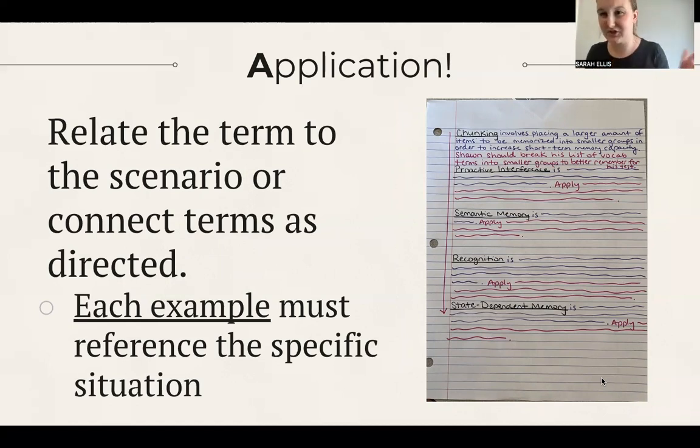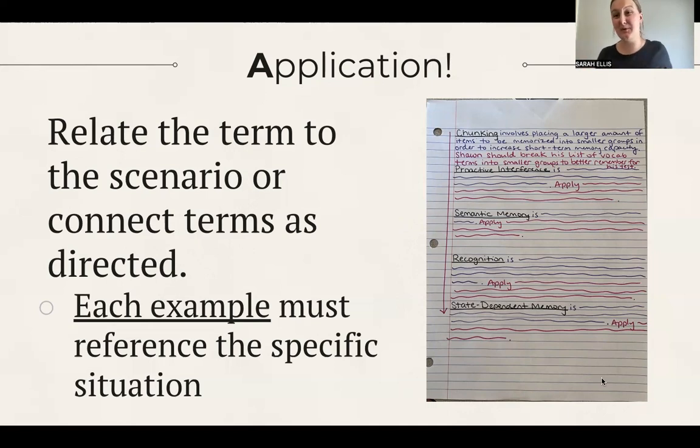So you haven't been shown this particular prompt, but for this example, we're looking at chunking. Our definition involves placing a larger amount of items to be memorized into smaller groups in order to increase short-term memory capacity. Sean should break his list of vocab terms into smaller groups to better remember for his test, right? That maybe sounds a little bit repetitive, but your reader knows they know what this is and they know how it applies, even if there's a little bit of overlap.